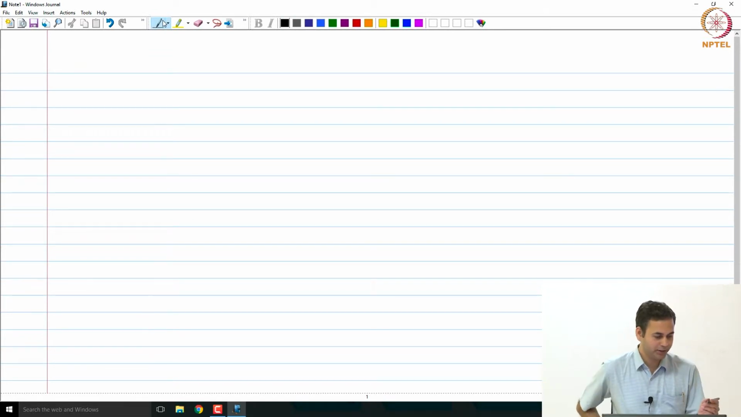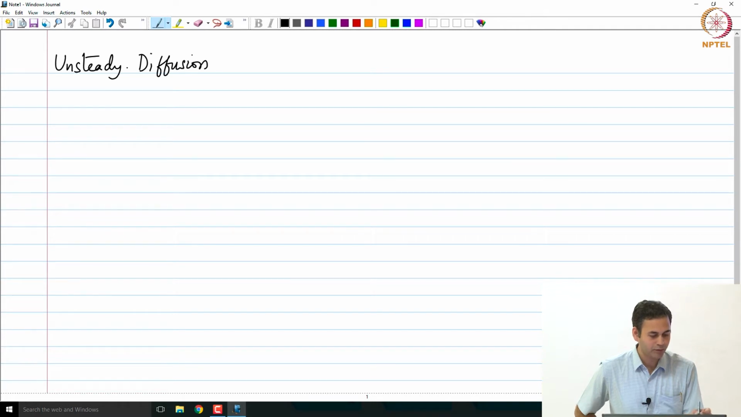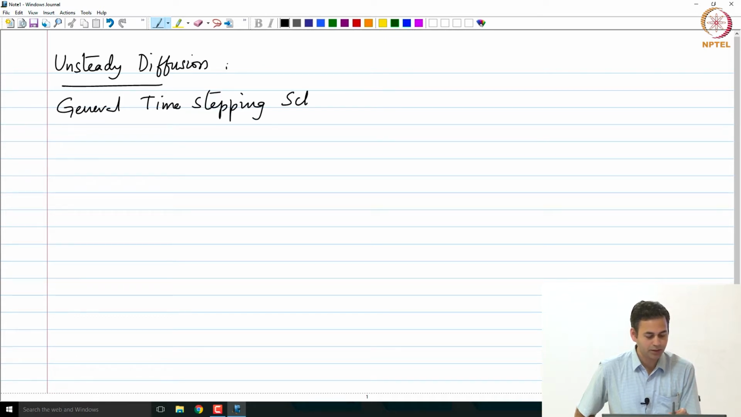So we were discussing unsteady diffusion, and we have also derived a general time stepping scheme, right? We derived a general time stepping scheme that is in terms of a factor called f, right? Can you help me write down this general time stepping scheme?